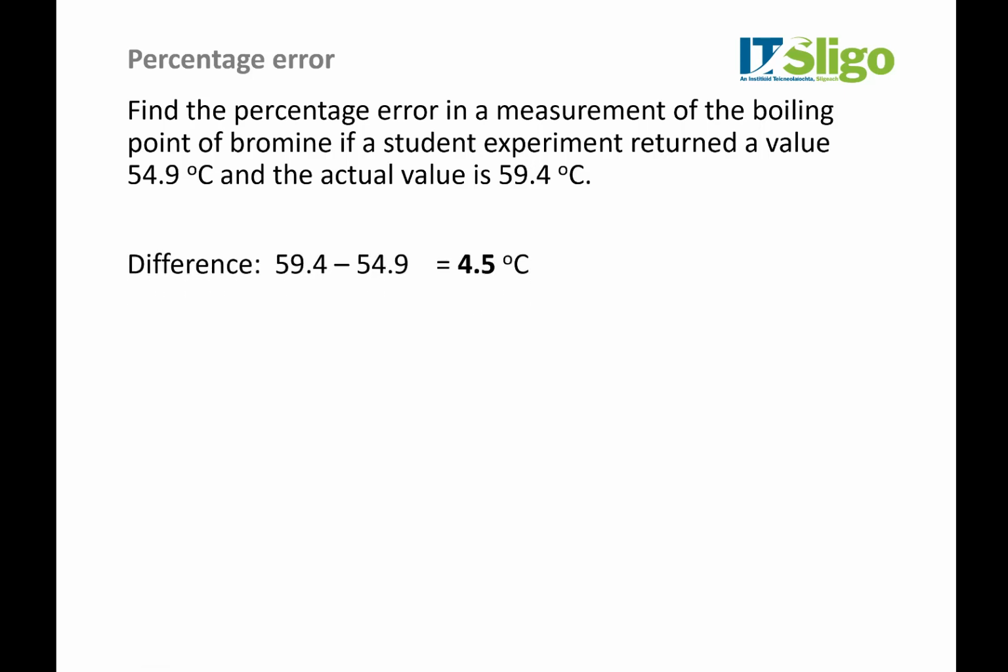So first thing we need to do is get the difference between the two results. And then, guys, define what the true value is. That's always very important. Now we can write 4.5 divided by the true value multiplied by 100. That's what will give us our percentage error.